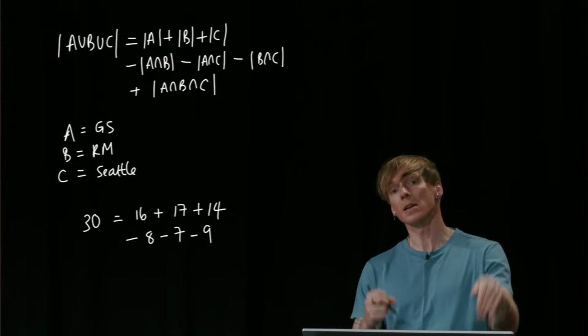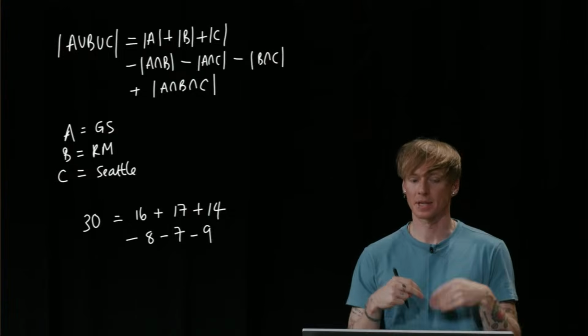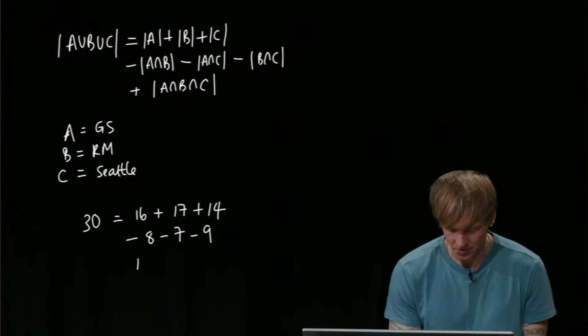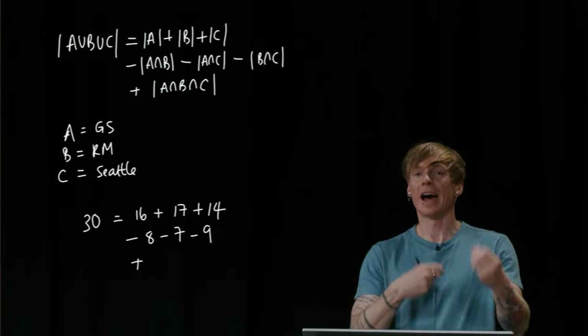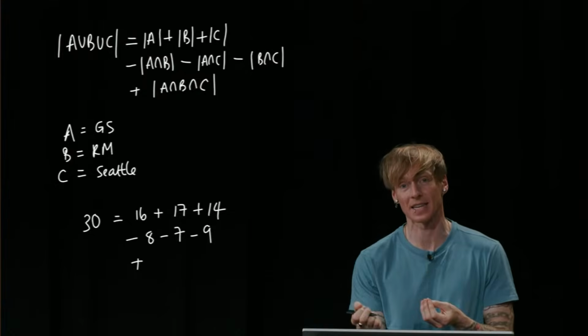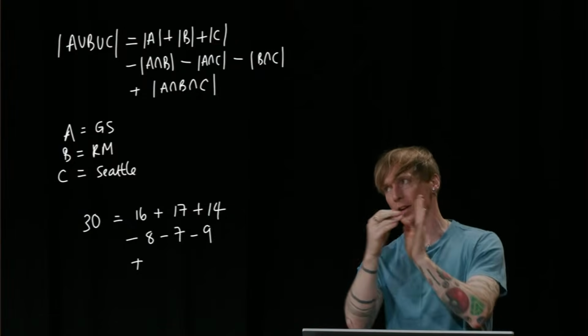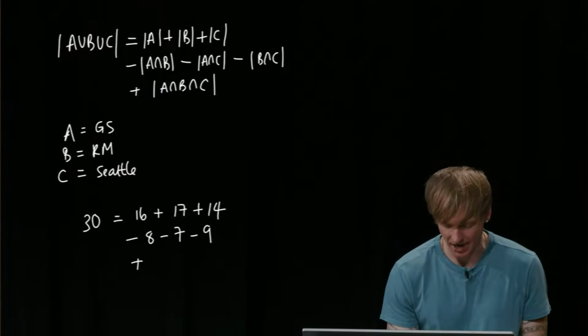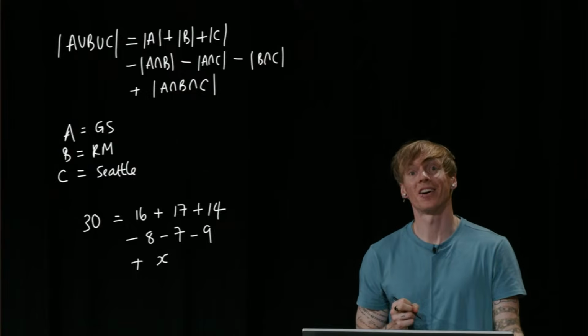So we take away all of those double overlaps. And then the final one that we don't know, right? We were asked to work out how many people support all 3, which is A intersect B intersect C, which is Golden State and Real Madrid and Seattle. We don't know that. So that is our X.